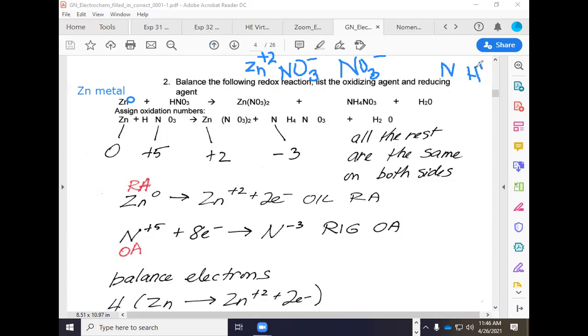I know ammonium. Here's my ammonium ion.